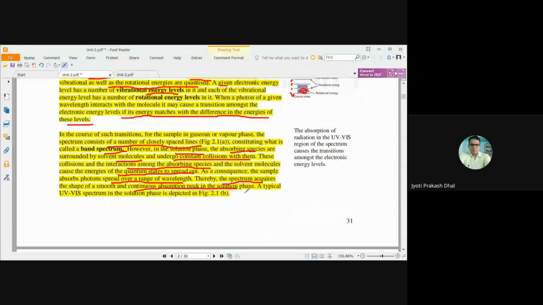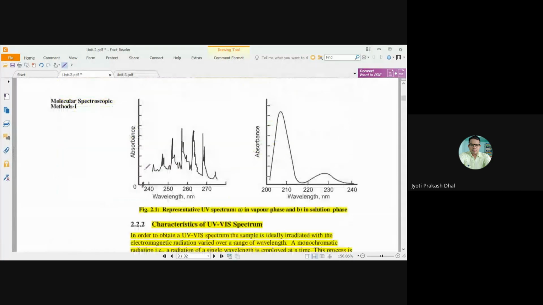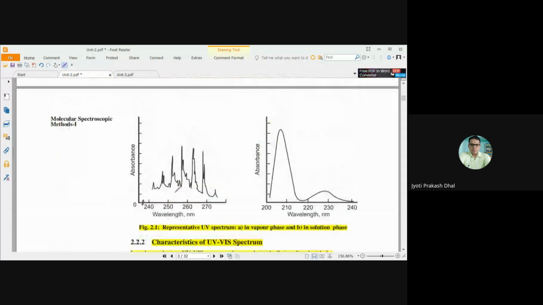So a typical UV visible spectrum of the solution phase is shown in this figure. So this is a UV visible spectrum. So this is in vapor phase. You can see in vapor phase sharp lines are there. Sharp lines means closely spaced electronic band spectra are there. But in case of solution phase, a broad spectrum is there.